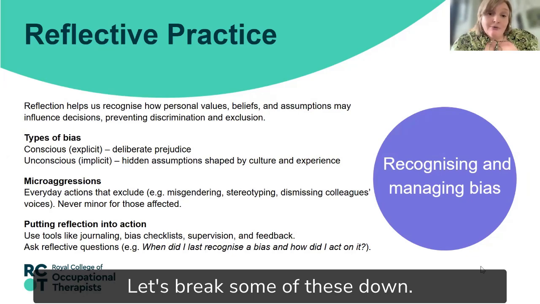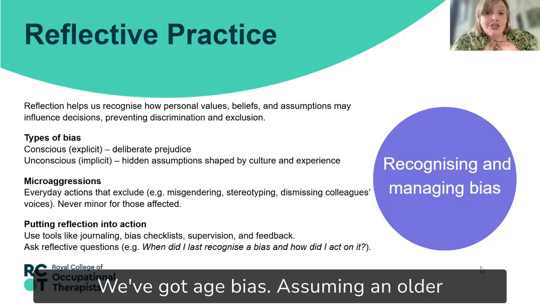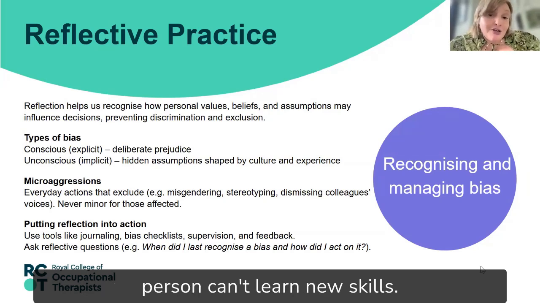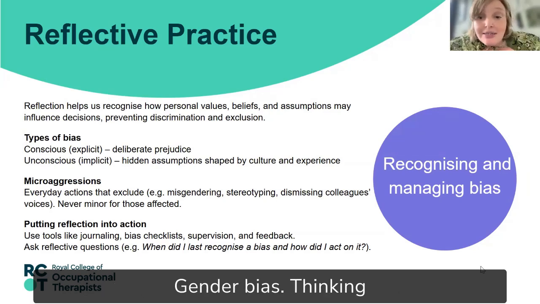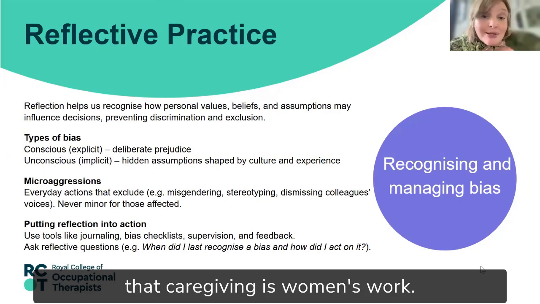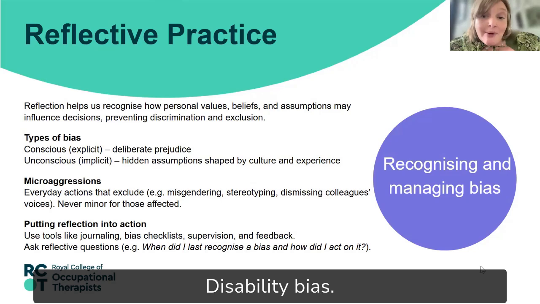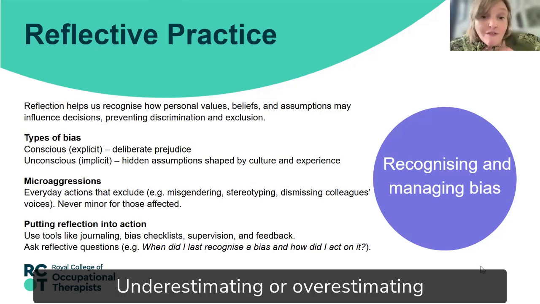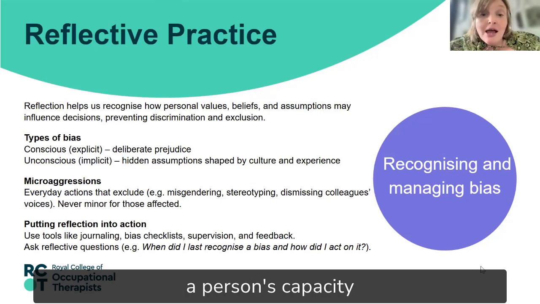Let's break some of these down. We've got age bias, assuming an older person can't learn new skills. Gender bias, thinking that caregiving is women's work. Disability bias, underestimating or overestimating a person's capacity because of their disability.